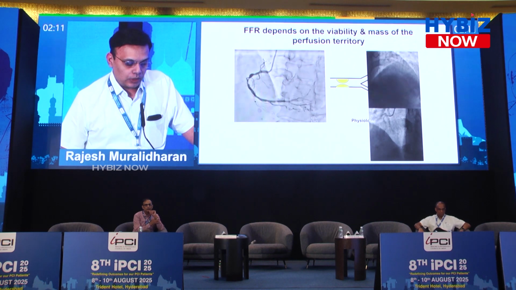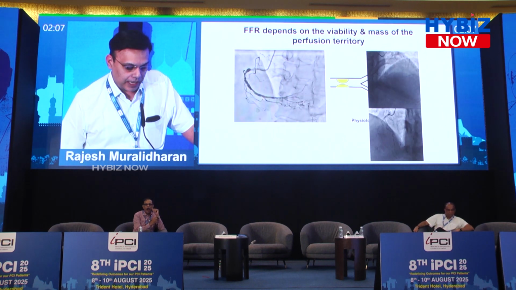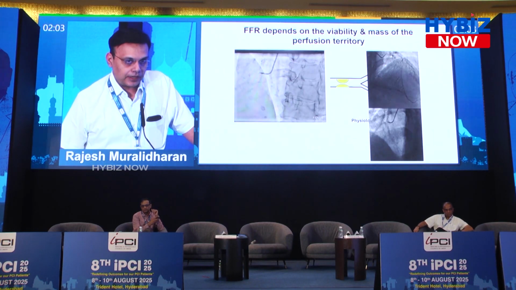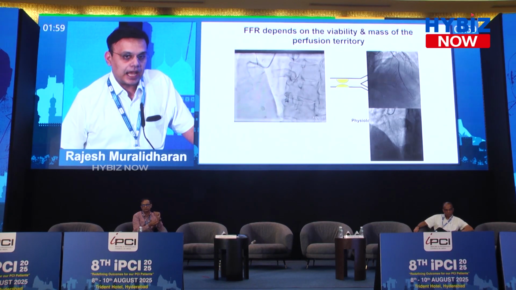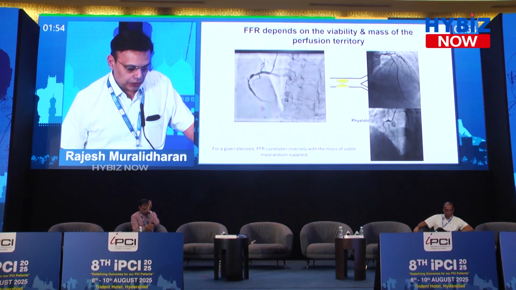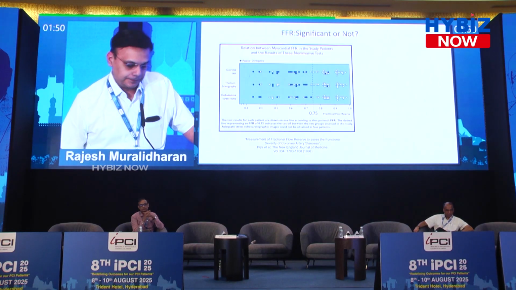On the other side, you have a lady with a seemingly 50% lesion which is now collateralizing the RCA territory. We would expect the FFR to be negative, but in this case, the FFR was 0.65. That's because there is a larger amount of myocardium that is supplied. So for a given stenosis, FFR correlates inversely with the mass of viable myocardium supplied.